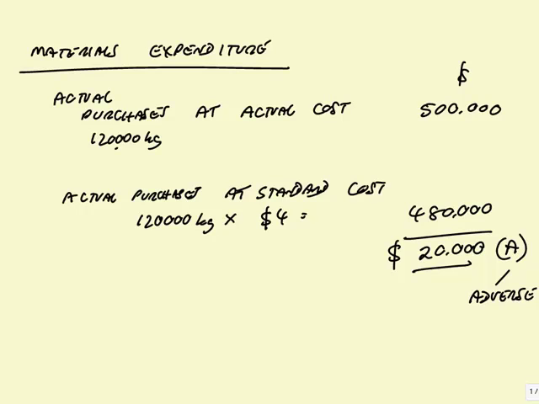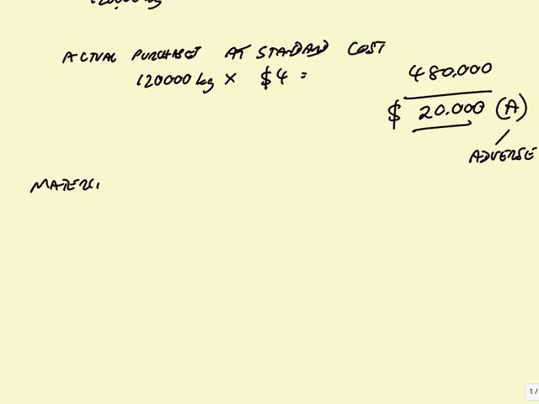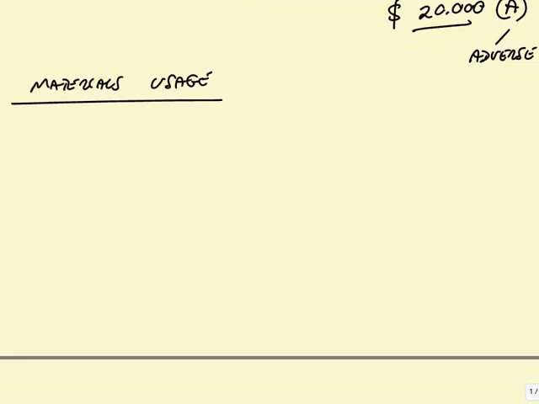The other one, and there are only ever the two for materials, is the materials usage. Where we're no longer worried about the price, but even if we had paid the correct price of $4 a kilo, did we use more or less than we should have done? And so for the usage, always work initially in kilos, and to check whether we've used more or less than we should have done, you compare what we actually used.